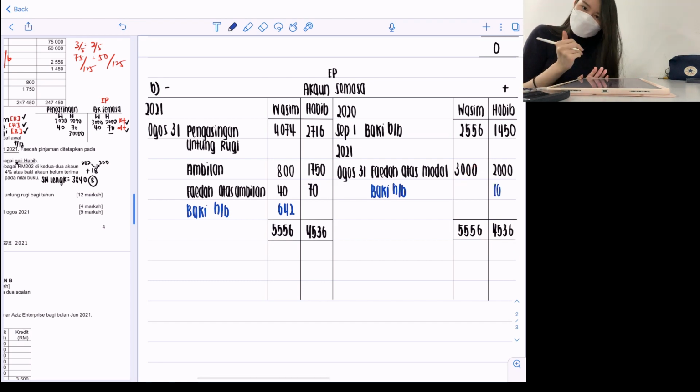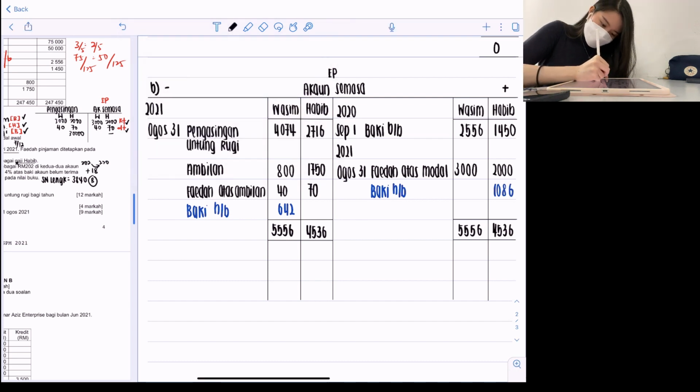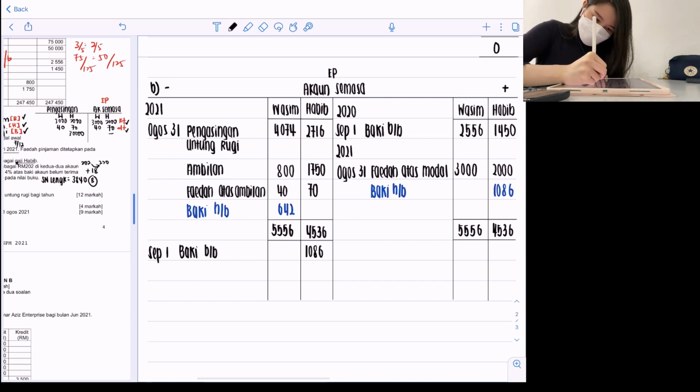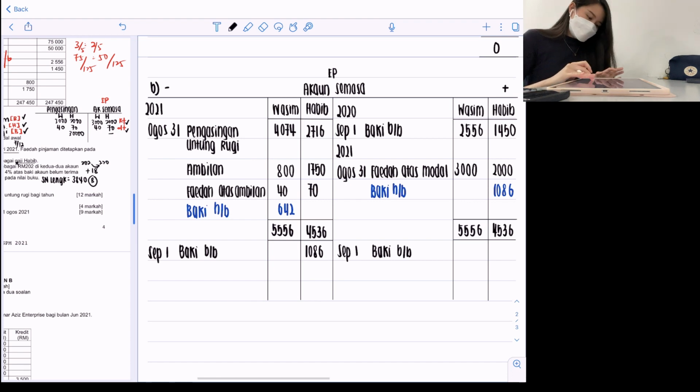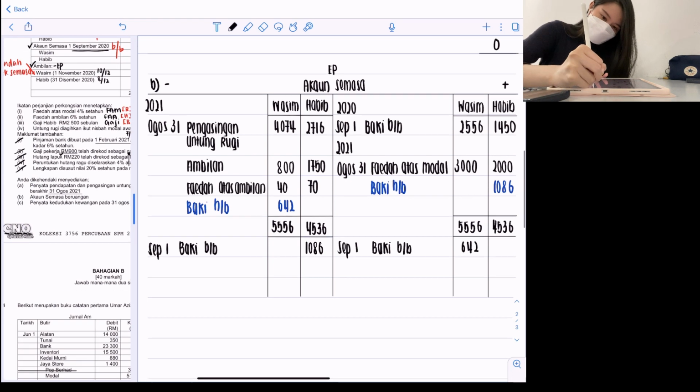And now move the HB back to the opposite direction for each of them. So the date will become September 1st, Baki BB. You're going to see Habib coming to the debit side. And Wasim going to the credit side, 642. And once this is done, leave it here. We're going to go on to prepare our penyata kedudukan keuangan.